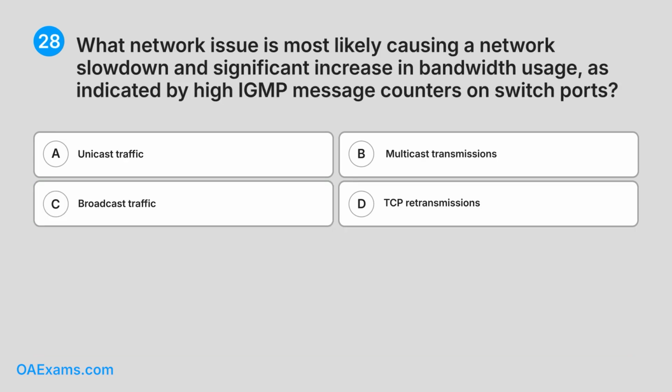28. What network issue is most likely causing a network slowdown and significant increase in bandwidth usage, as indicated by high IGMP message counters on switch ports? A. Unicast traffic, B. Multicast transmissions, C. Broadcast traffic, D. TCP retransmissions. Do you know the answer?